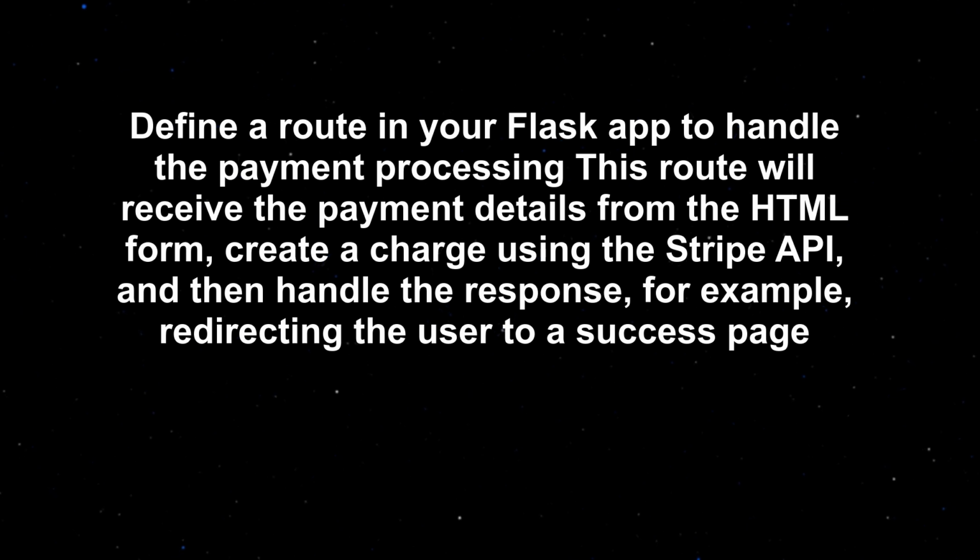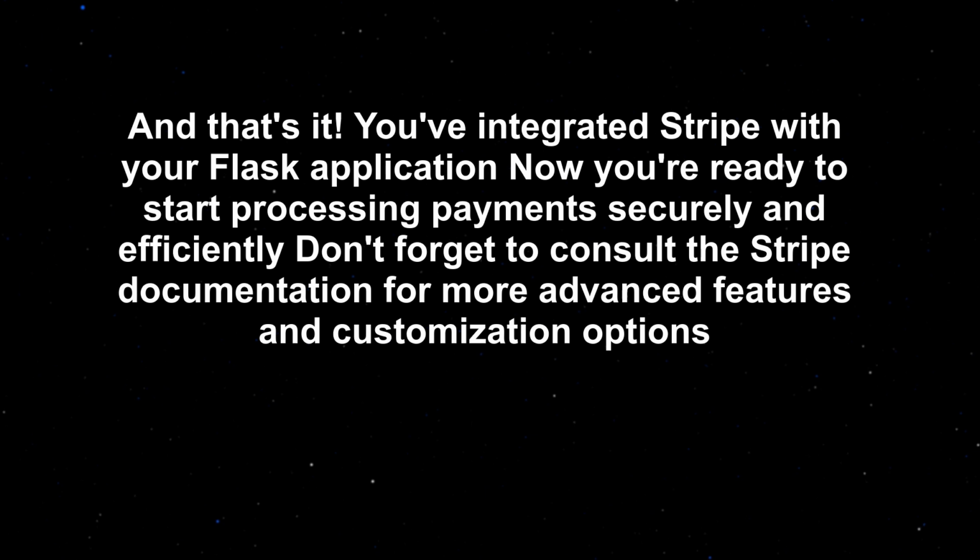Define a route in your Flask app to handle the payment processing. This route will receive the payment details from the HTML form. Create a charge using the Stripe API, and then handle the response, for example, redirecting the user to a success page. And that's it. You've integrated Stripe with your Flask application.